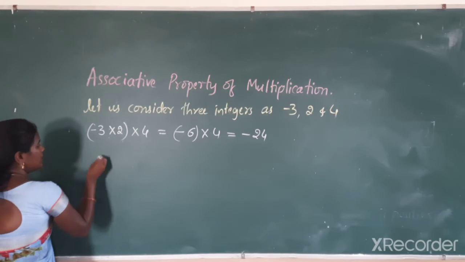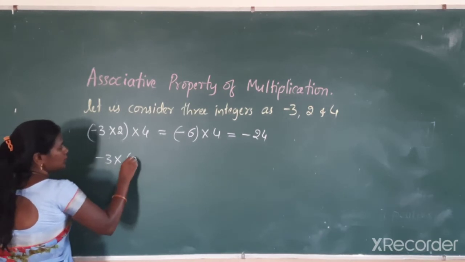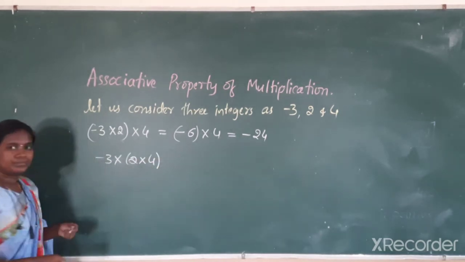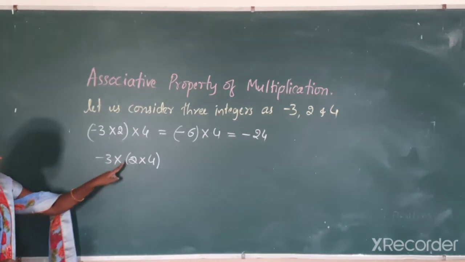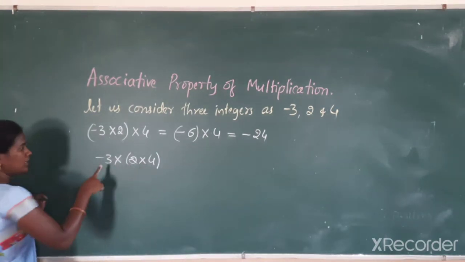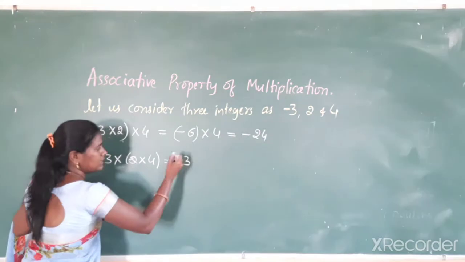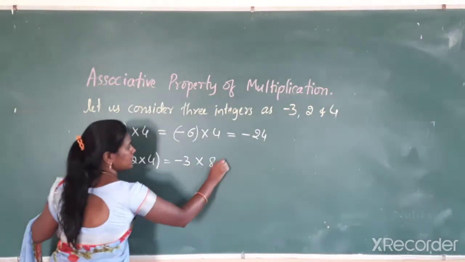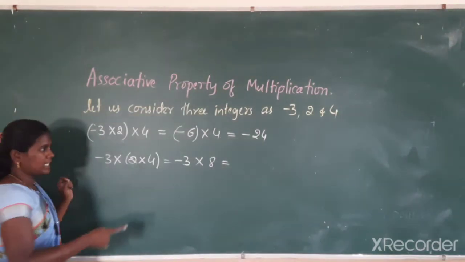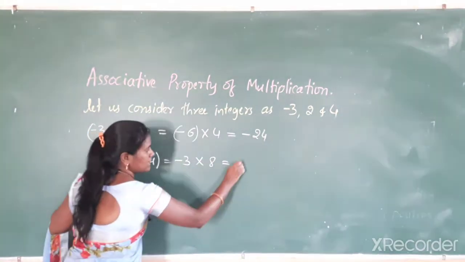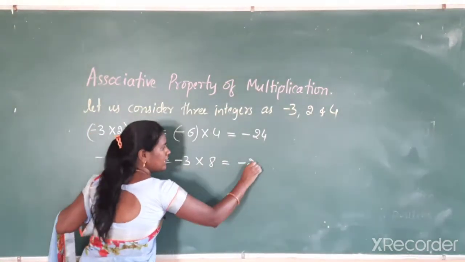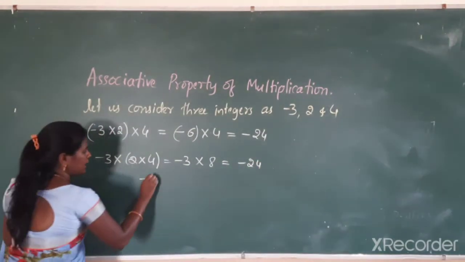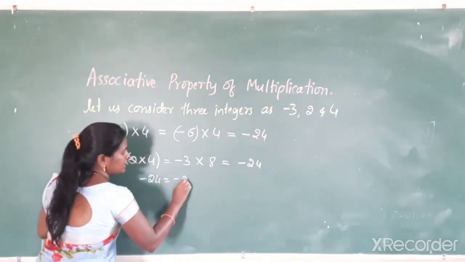-3 × (2 × 4). Now -3 is a single term, into 2 fours, which is 8. Minus into plus is minus, 3 eights are 24, so -24. So -24 is equal to -24.